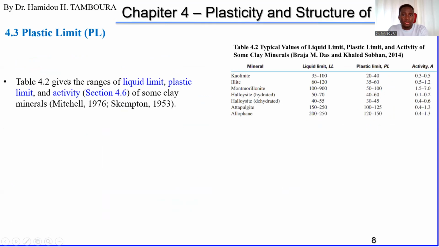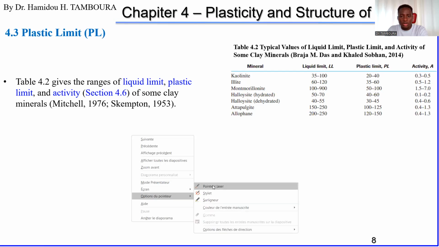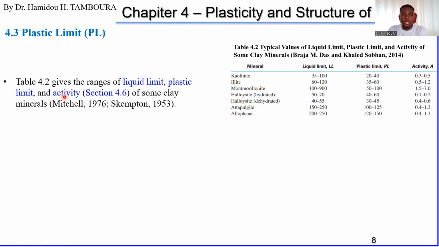Let's continue. So we have this table that gives us liquid limit and plastic limit, and also activity. Activity, don't worry, we will talk about activity later, which is also a very important geotechnical parameter. So anyway, this table will give us these three parameters for some clay minerals, okay? Liquid limit, plastic limit, and activity. And we will talk about activity in section 6.